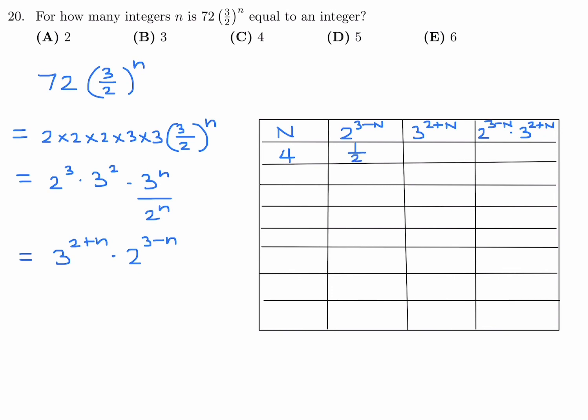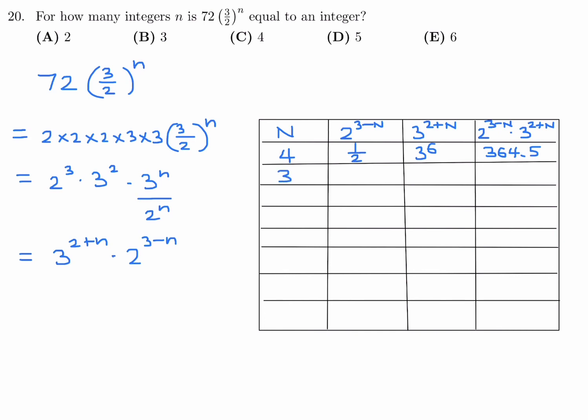This 3 to the power of 2 plus n will be 3 to the power of 6, which is fine. But when you multiply them, you will not get an integer. You'll get like 364.5 or something. So as you can see, the problem occurs when n is greater than 3. And in particular, it's with this guy. So I have to keep my n less than or equal to 3.